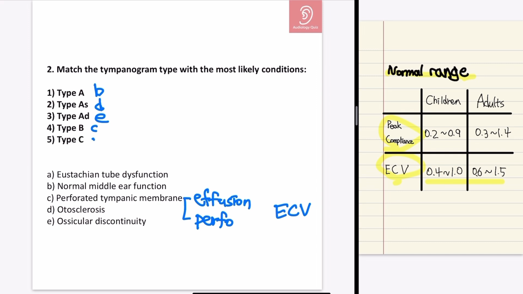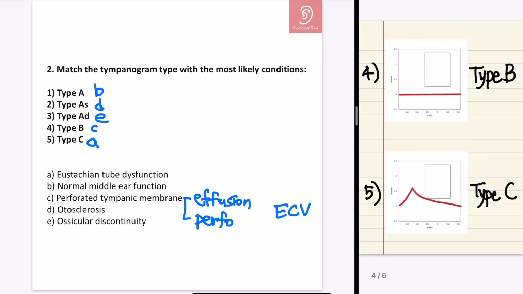5. Finally, we have type C, which is associated with eustachian tube dysfunction. A type C tympanogram has a negative peak, meaning the middle ear pressure is too low. This happens when the eustachian tube fails to equalize pressure properly, which can occur due to allergies, colds, or after an ear infection. It is often seen in the early or late stages of otitis media.